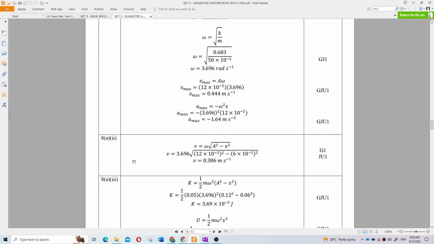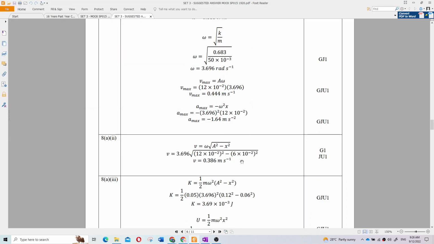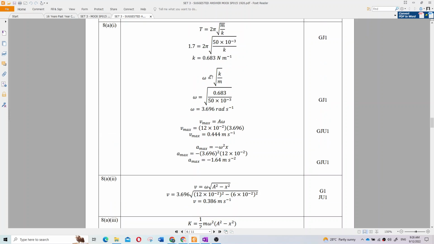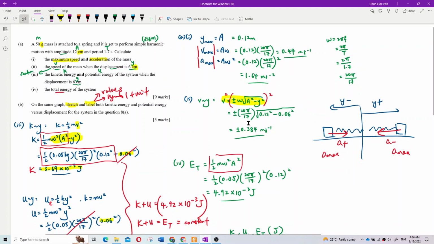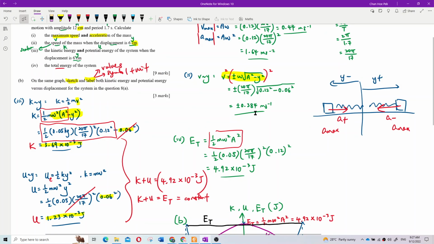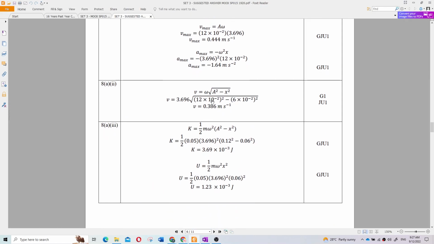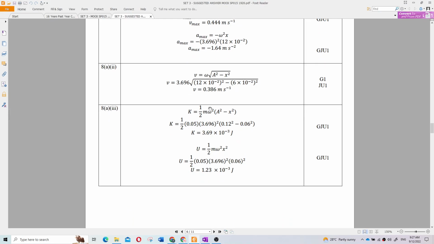And then for number 2, v is 0.384, versus 0.386. A little bit different, never mind, because their omega is more accurate. Ours is not in fraction. So a bit different, never mind. They don't have the direction, positive or negative, for speed. Just magnitude only. If velocity, then yes, you need to put positive or negative.